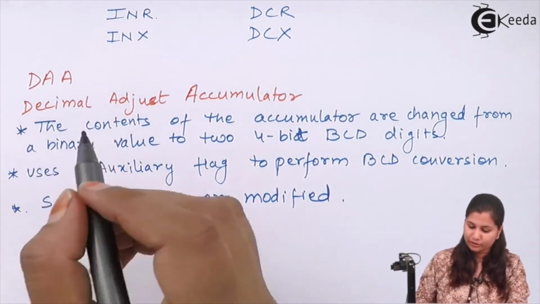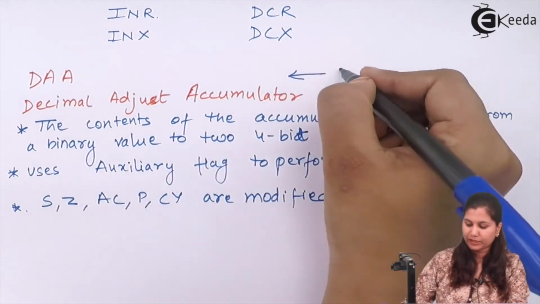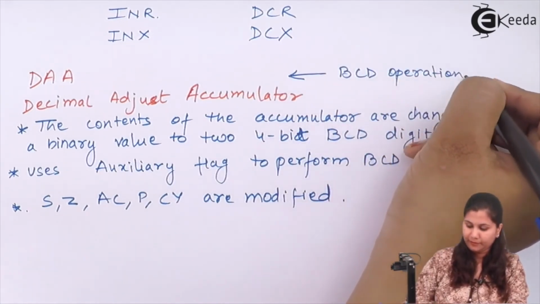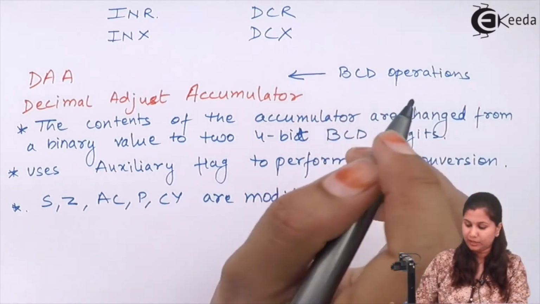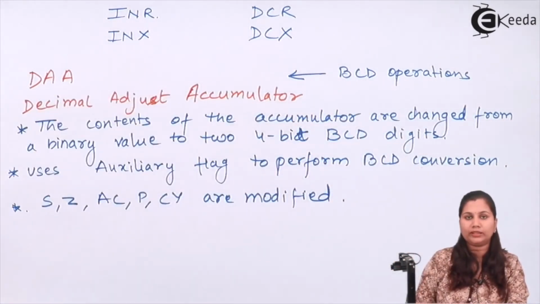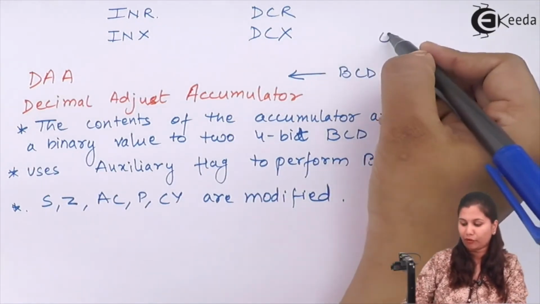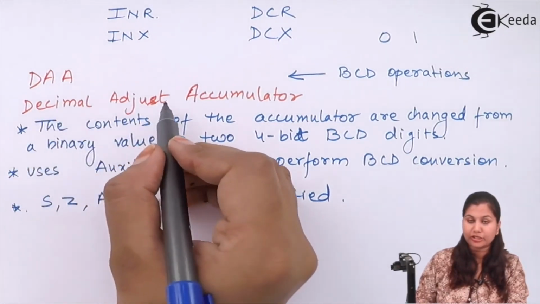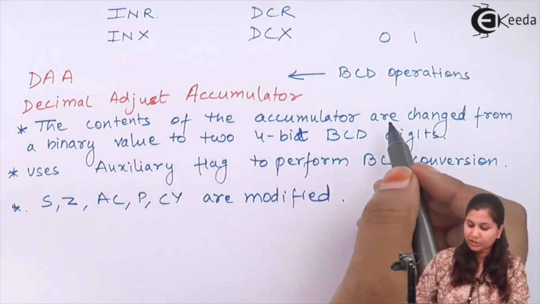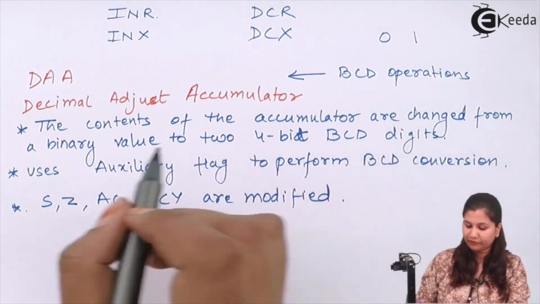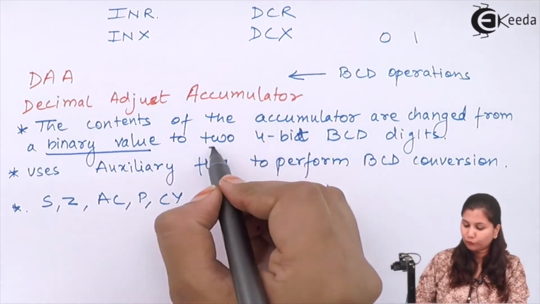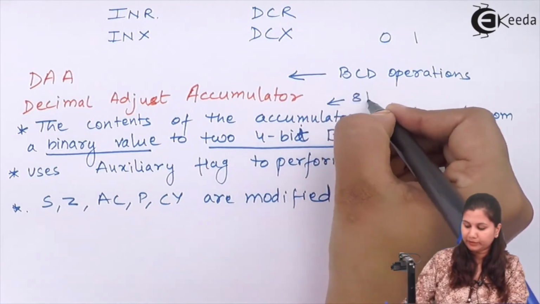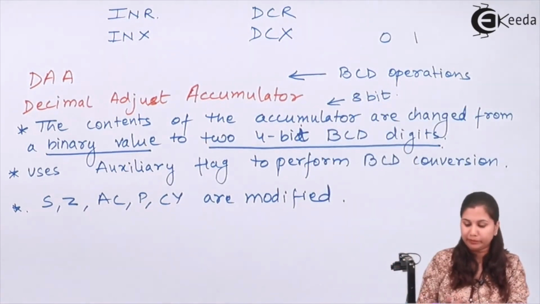So this instruction is used when the microprocessor is performing BCD operations. BCD means binary coded decimal. Now in the microprocessor we have all the numbers in the form of 0s and 1s. So this instruction, decimal adjust accumulator, changes the contents of the accumulator, which are given in the binary value, to two 4-bit BCD digits, because the accumulator is an 8-bit register. So we have 8-bit data.